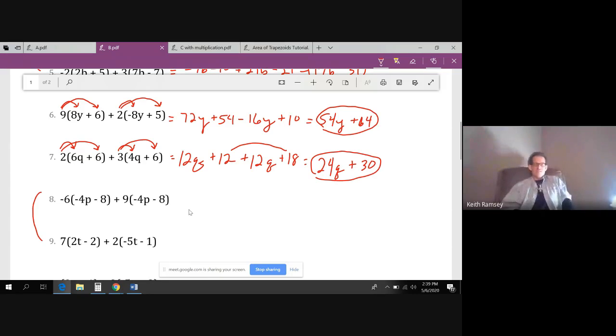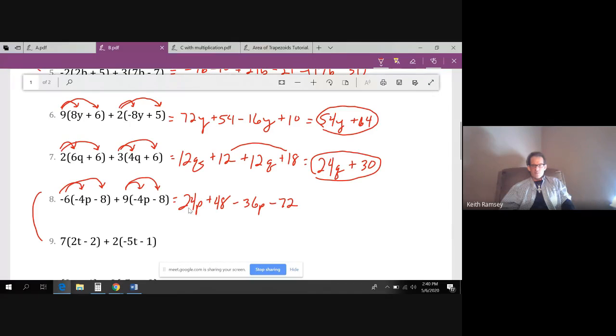All right, hopefully that gave you enough time to look at 8 and 9. Let's look at number 8 together and distribute that. -6 times -4p. So negative times a negative is going to equal positive 24p. And I'm going to distribute -6 times -8. Since they're both negative, this equals positive 48. Then I distribute my next equation, 9 times -4p. This is positive, this is negative. So since the signs are different, your answer is -36p. And then I have 9 times -8. Positive times a negative is -72.